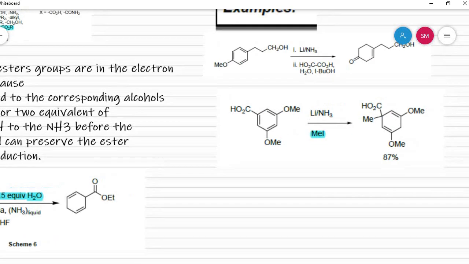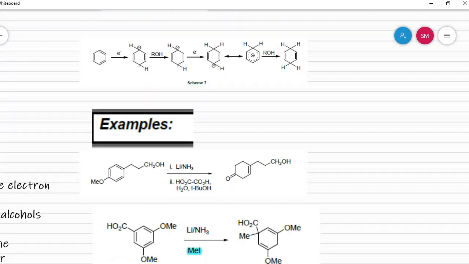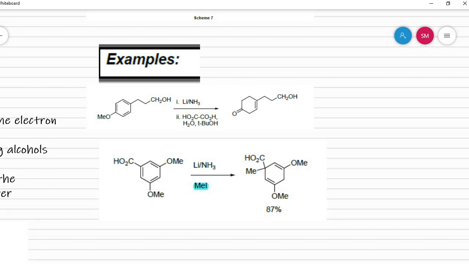Here is one more example. Here this is a donating group, and this is also an electron donating group. So wherever the donating groups are, the double bond will be retained, and the carbon other than the donating group attached carbon will reduce. So it must give a system like this. This is going to form.